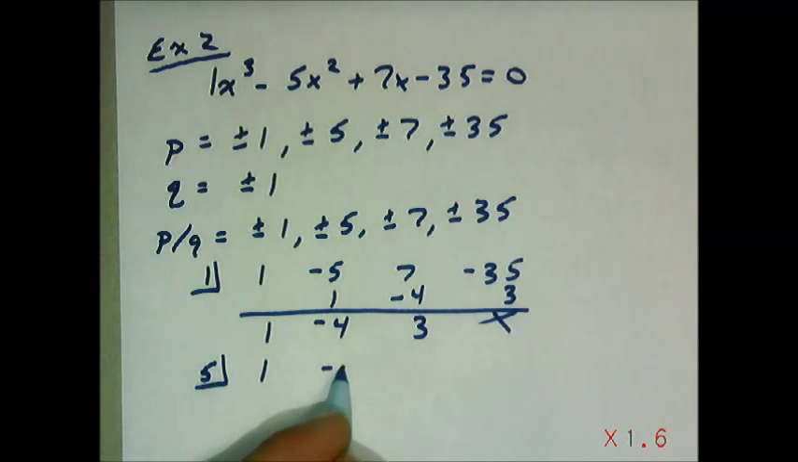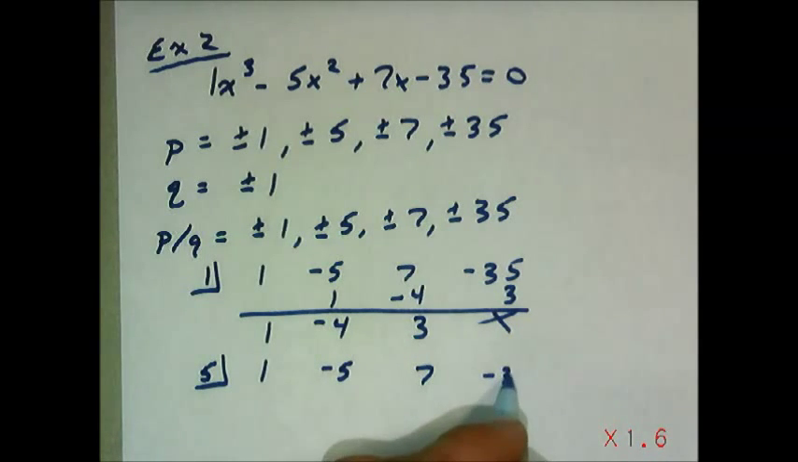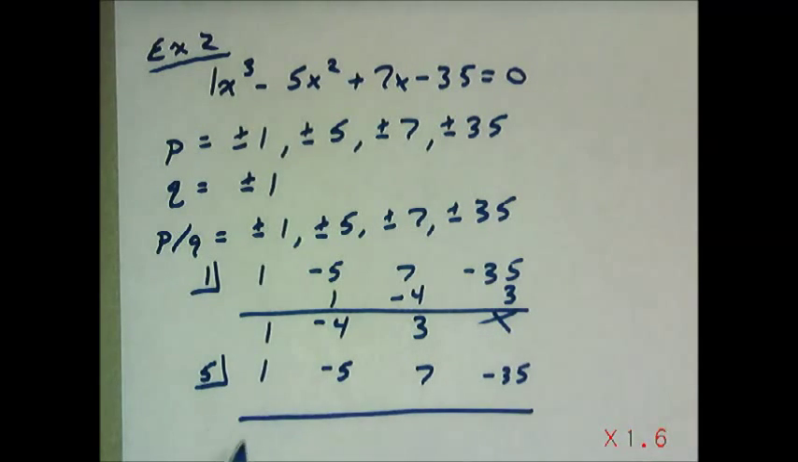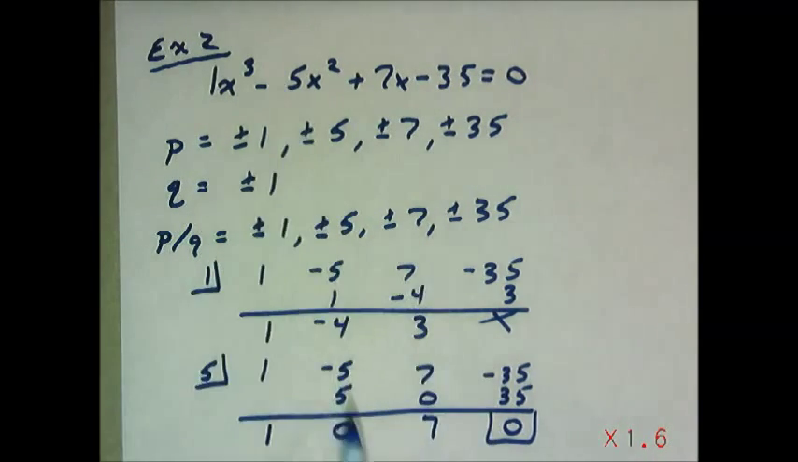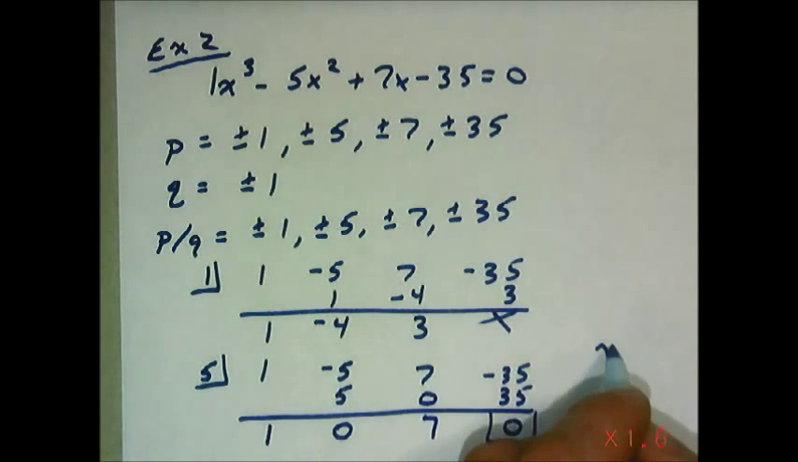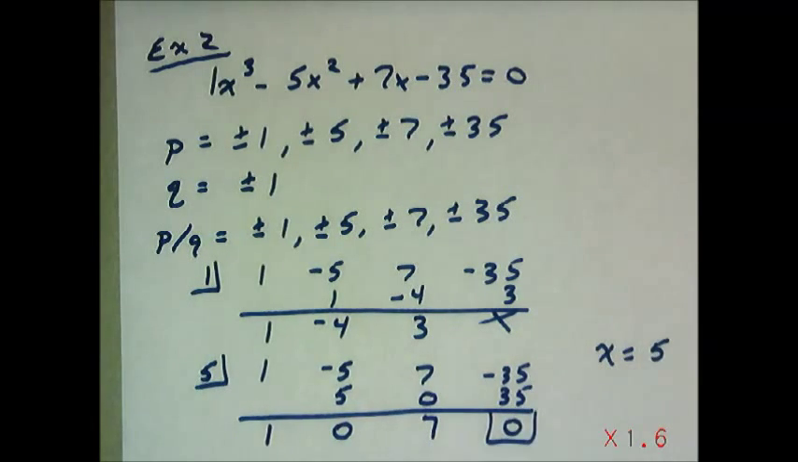I have 1, negative 5, 7, negative 35. Bring down my 1. 5 times 1 is 5. Here I get 0. 5 times 0 is 0. Add down, I get 7. 5 times 7 is 35. So I get 0. Since my remainder is 0, I know that 5 is a solution to this function, or this equation. So x equals 5.